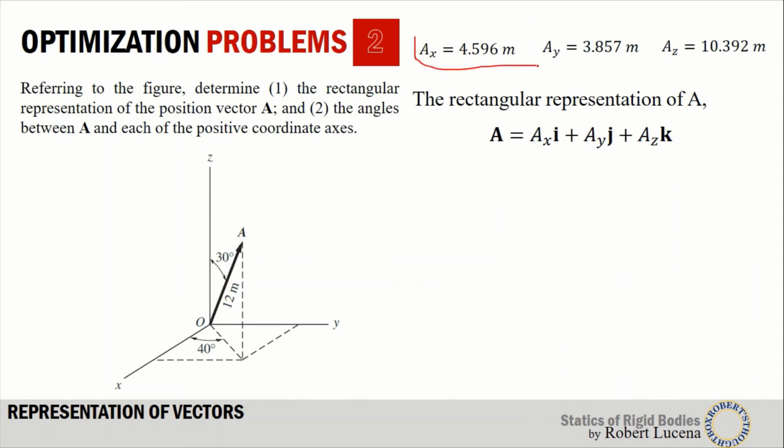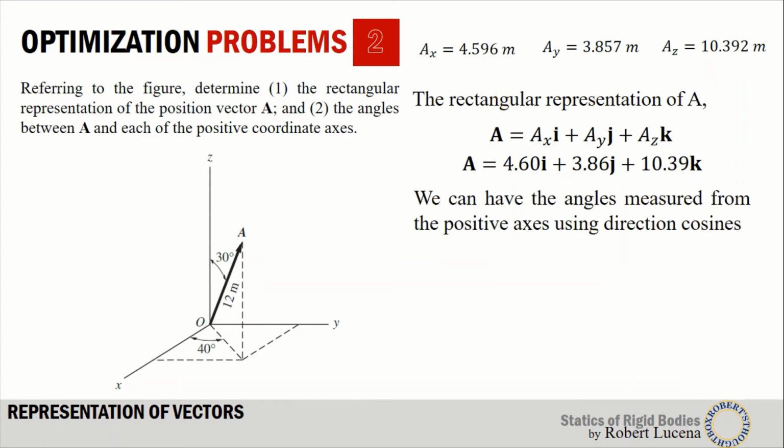So these are the three components, and the vector representation of A is in this form. A is equal to AXi plus AYj plus AZk. We simply substitute the values of the components we have determined from trigonometry, and that is A is equal to 4.60i plus 3.86j plus 10.39k. So we answered question 1 already. We have represented vector A. Now we need to get the angle between A and each of the positive coordinate axes. So let's try to solve.